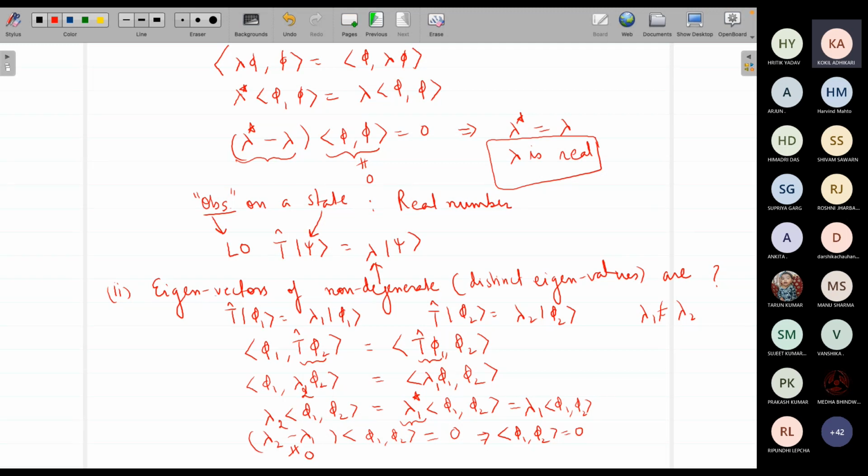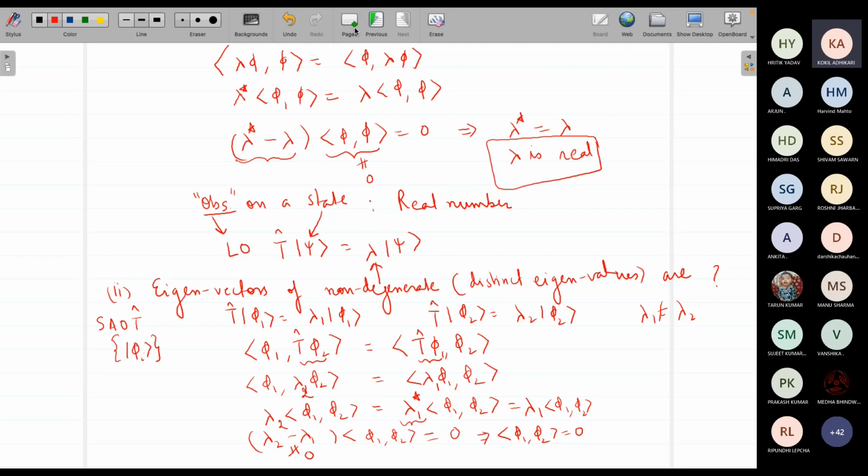Now this makes another interesting remark. What would the remark be? If I have an eigenbasis of a self-adjoint operator, then not only are the eigenvalues real, but all the eigenvectors are also orthogonal. Orthogonal vectors by definition are linearly independent, right?